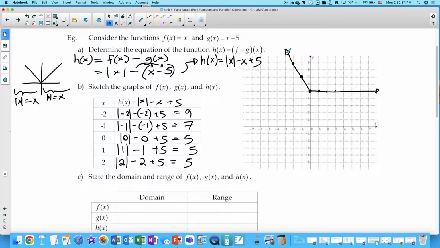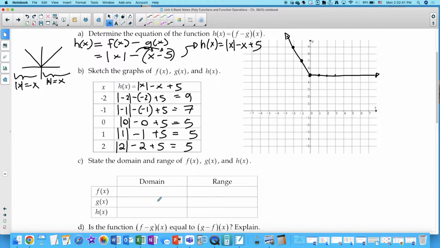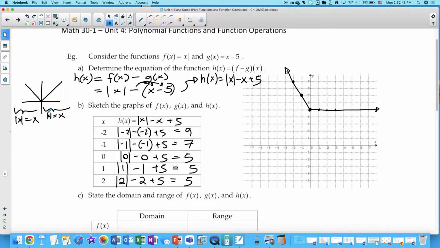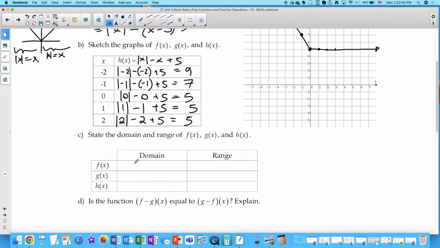Okay, so state the domain and range of f of x, g of x, and h of x. Okay, so all three of these have a domain where x is an element of the reals. You could put any x value into all three of these functions. You can put any x value into an absolute value function. You could put any x value into a linear function. And because both of these are elements of the reals, when you add or subtract them, you could put any x value into that as well.